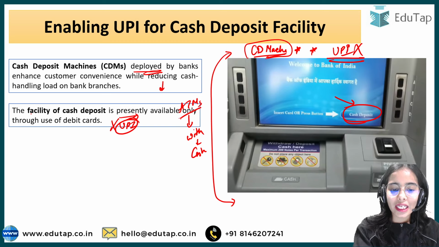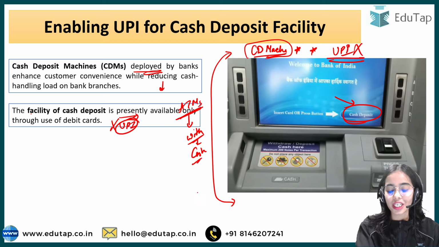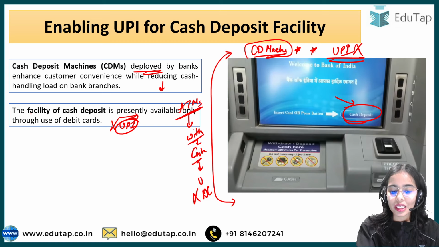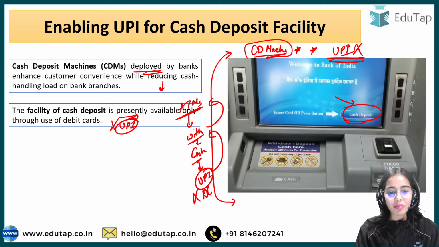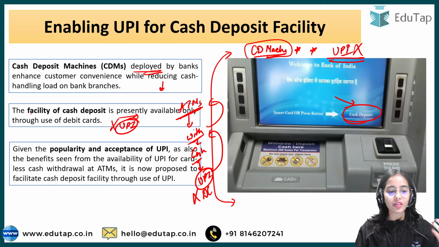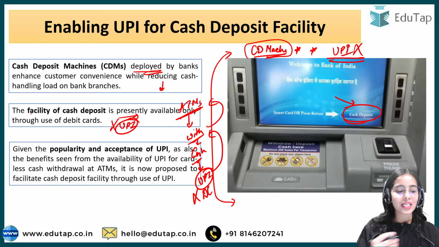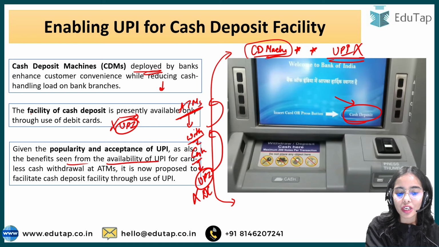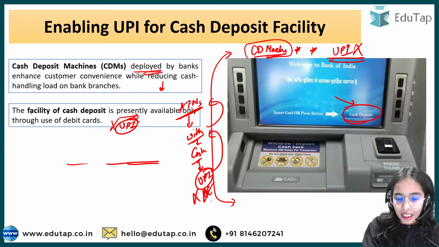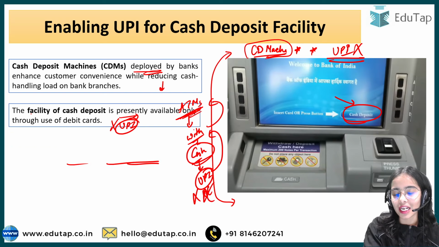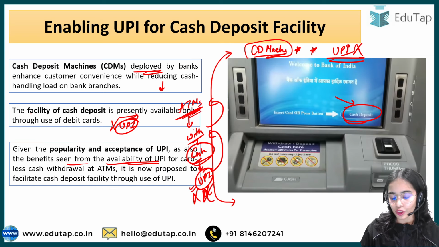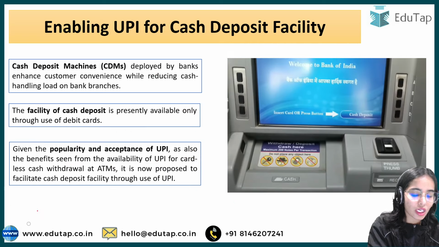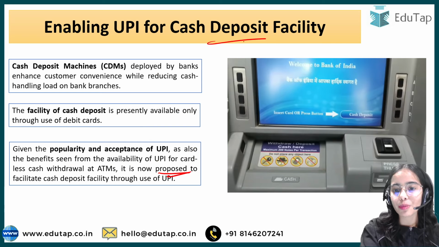While in the ATMs, you can withdraw cash even without the debit card by using the UPI. A similar facility is being proposed by the Reserve Bank of India for the cash deposit machines also. Given the popularity and acceptance of UPI, as also the benefits that have been seen from the availability of UPI for cardless withdrawal at the ATM, the same facility is now being proposed for the cash deposit machines also.